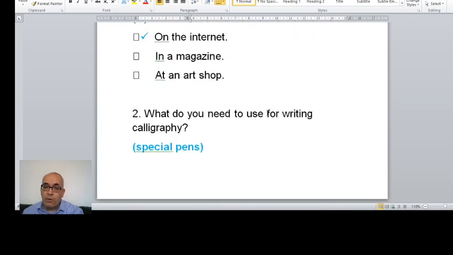Question number 2. What? What? I am asking about something. What do you need to use for writing calligraphy? Now if you don't know the meaning of calligraphy in the exam, you can use a paper dictionary. And calligraphy is the art of writing. Now again, what? So I am looking for something. Where do I find it? In the paragraph about calligraphy.